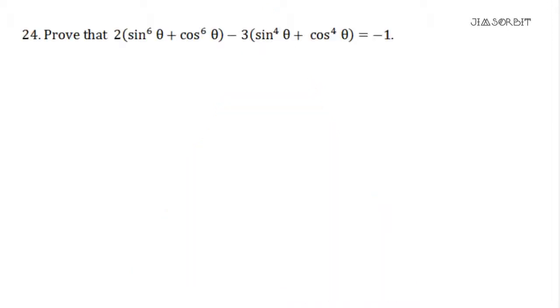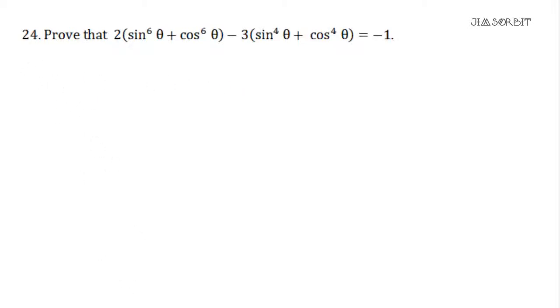So question 24 is a trigonometry based question. It says prove that 2 multiplied by sine to the power 6 theta plus cos to the power 6 theta minus 3 bracket sine to the power 4 theta plus cos to the power 4 theta is equal to minus 1. Now this question is very simple if you know the formulas of the cubic and the quadratic polynomials. So we'll start with that part only.